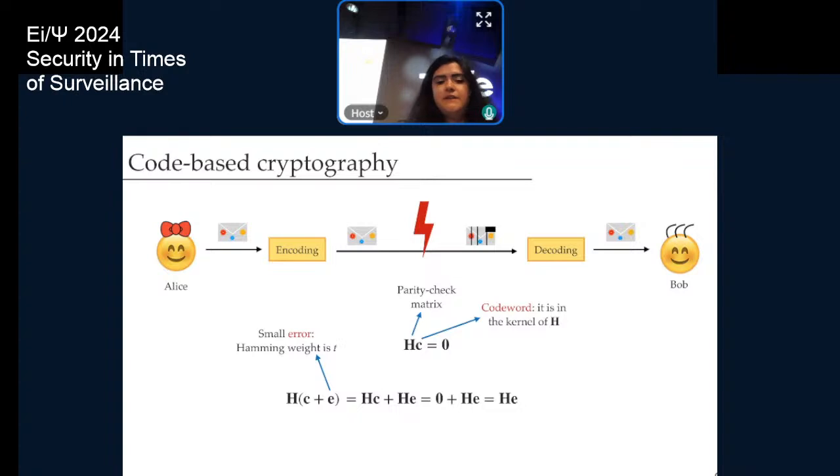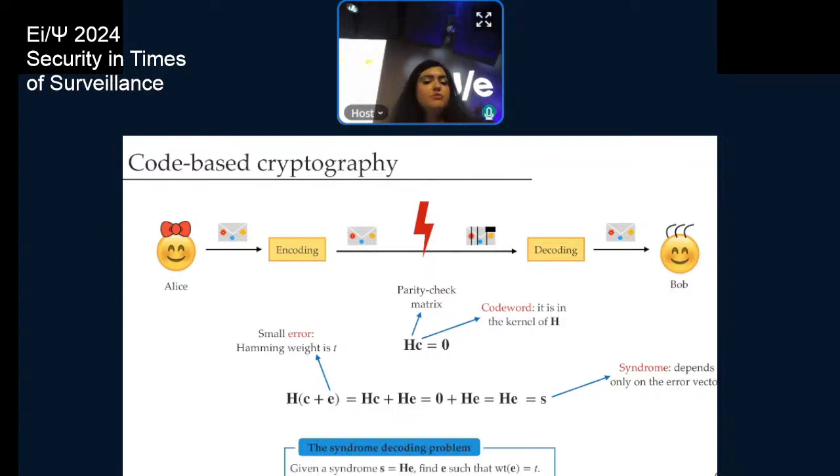So what happens is that if you rewrite this, you will see that because these are linear codes, you get 0 plus H times your error vector equals something. This something we call a syndrome, and it is how far your word is from a proper code word, and this is what gives us the hard problem. So what we call the syndrome decoding problem.